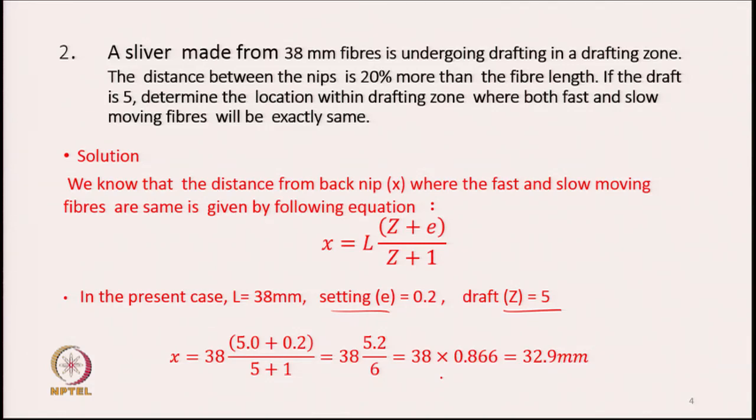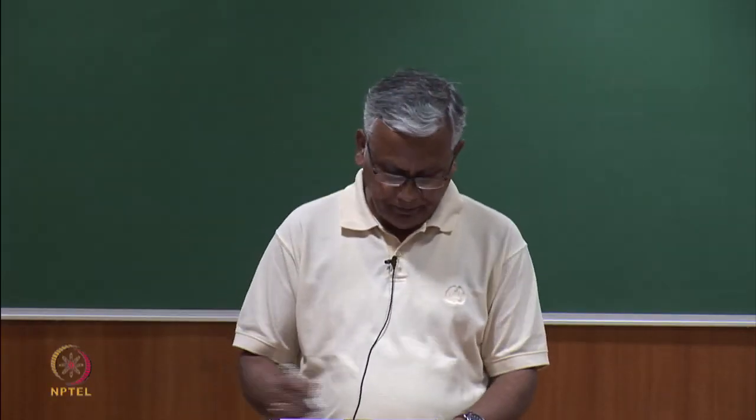So, that means within the drafting zone, at a distance of roughly 33 millimeter from the back nip line, the number of fibers moving at front and back roller speed will be almost the same. This is how we can find it out. All right. So, from there let us now go to the next problem.